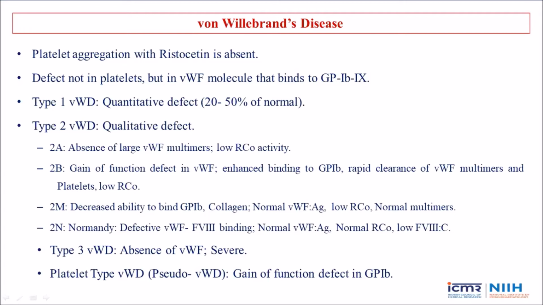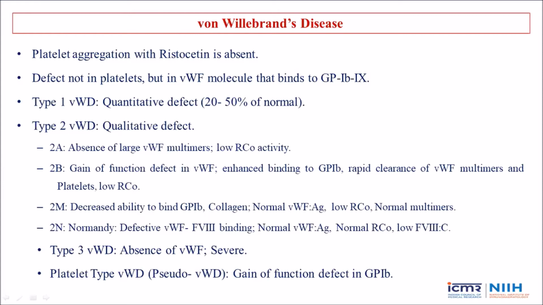Now, type 2M is the decreased ability to bind to GP1B and collagen with normal VWF antigen, low cofactor, and they can have normal distribution of the multimers. Now, type 2 Normandy more or less looks like hemophilia, because the defect is in binding of von Willebrand factor to factor 8. So there is normal von Willebrand antigen, normal ristocetin cofactor, but there is very low factor 8 levels.